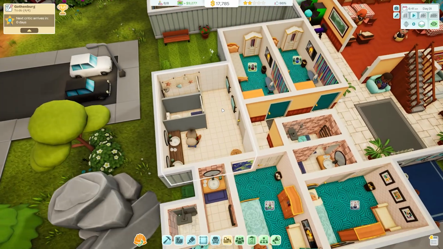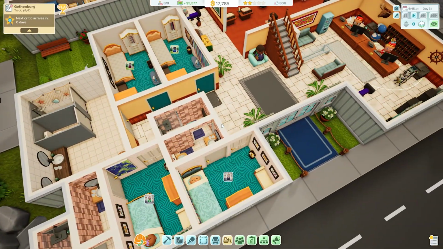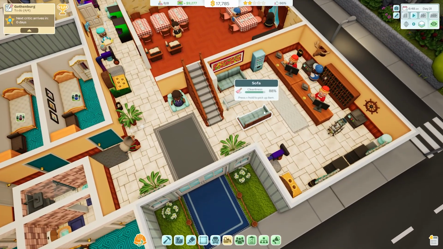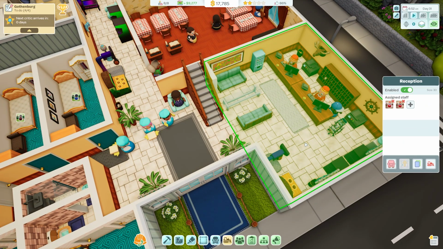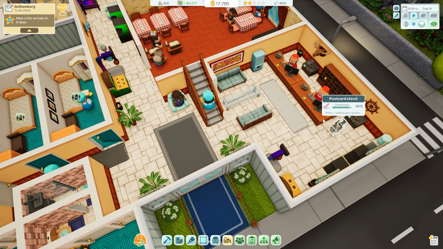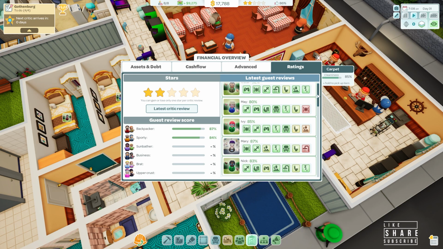So with that, let's take a look at what we're working with here. Now we have 17,000, so we need to hold off. We can't really purchase anything or upgrade anything right now, but we are pretty much as upgraded as possible. So currently, latest guest reviews, 92%, that's really good to see. Really just all greens across the board, that's really nice.